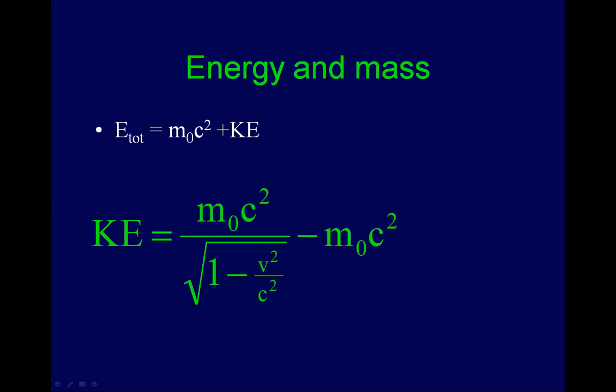What they like to do in the book is to express the kinetic energy, and the way you do that is you think the total energy is just this rest energy plus the kinetic energy. We know our rest energy is m0 c squared, and we know the equation from the last slide. You can write the kinetic energy here. It's basically this term, which is the total energy minus the rest energy.